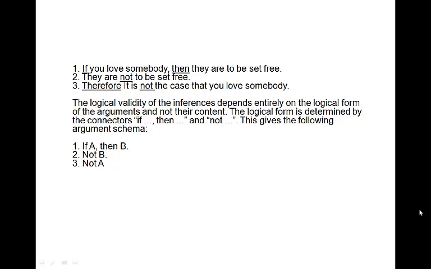So the logical form is determined by the connectors, and if we strip it down even further, then we have the schema as presented. If A then B, not B, so not A. And that's a valid piece of reasoning. This happens to be an example of what we'll see more of later. It's called modus tollens, this pattern of inference, and it works, it's valid. So take a look at that.